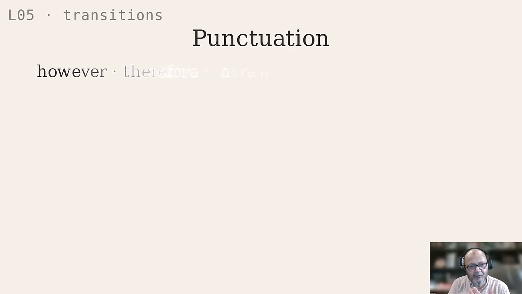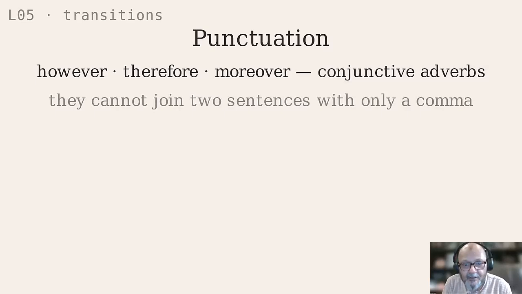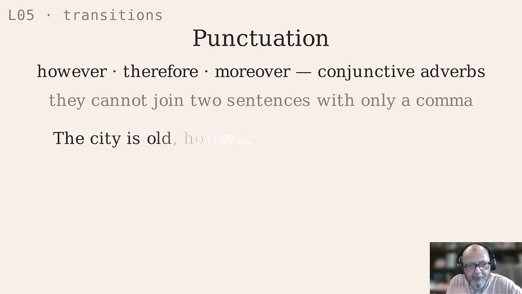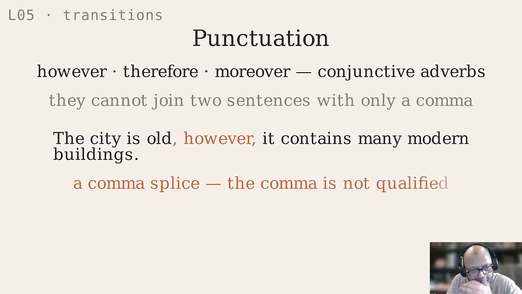Words such as however, therefore, moreover, consequently, and nevertheless are often called conjunctive adverbs, right? These words cannot join two complete sentences using only a comma. Listen to the incorrect sentence. The city is old, however, it contains many modern buildings. This sentence is incorrect. Why? Because the city is old is a complete sentence, and it contains many modern buildings is a complete sentence. A single comma is not enough to join them. The comma is trying its best, but it simply does not have the qualifications for the job. The error is called a comma splice.